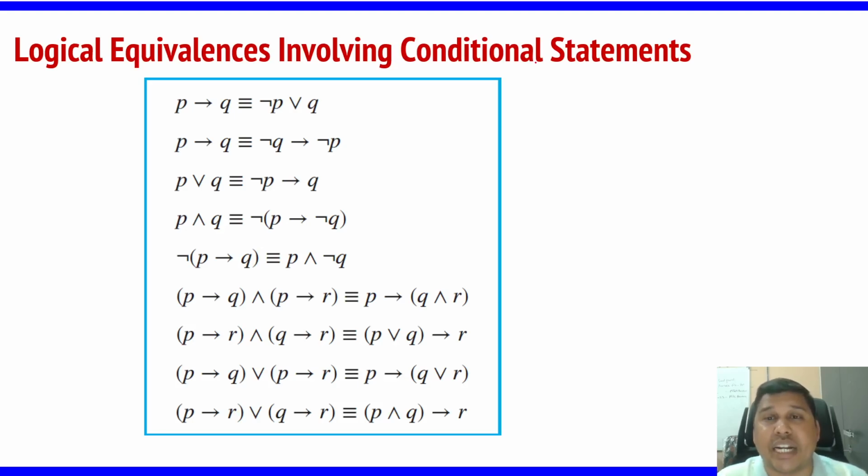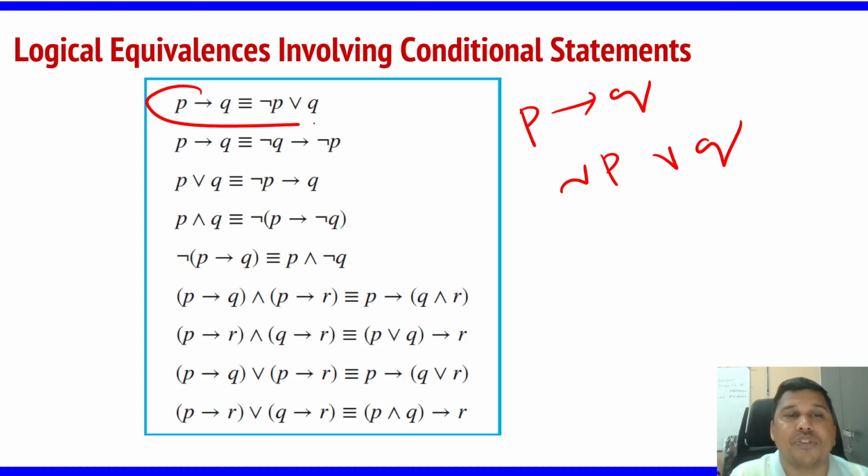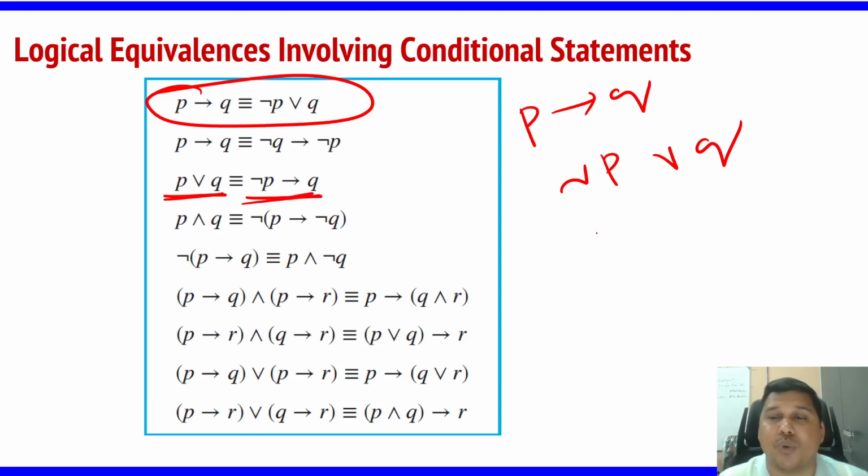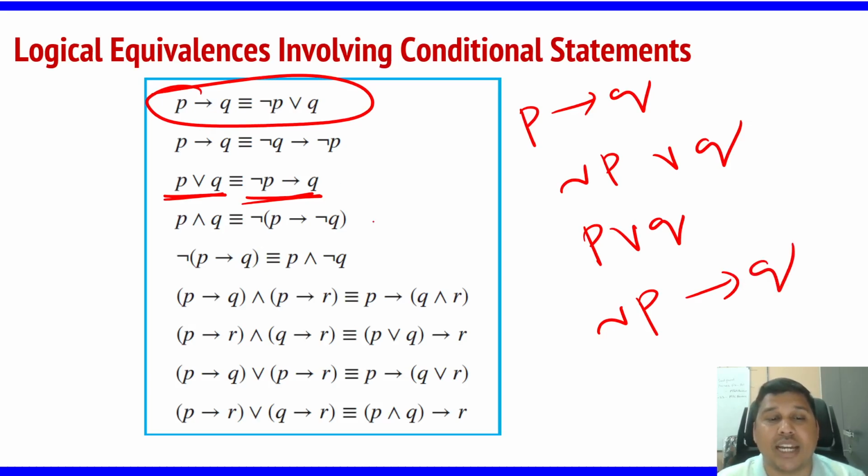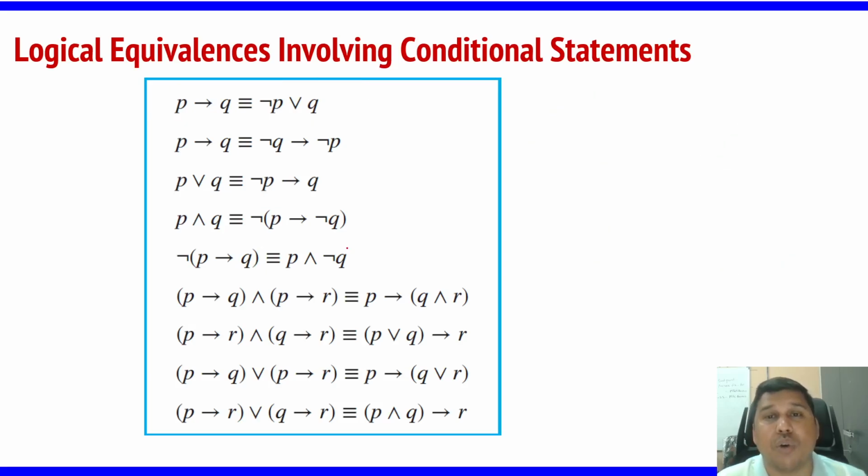Logical equivalences involving conditional statements. These are a few, listed by people with a lot of experience and research. They have listed a lot of logical equivalences, which help us solve problems quickly. P implies Q can be written as negation P or Q. That's the first law. Like this we have many. P or Q can be written as negation P implies Q. That way we have some logical inferences here. These are very useful in solving problems, so please note them down, practice and remember them, as they are very useful shortcuts.